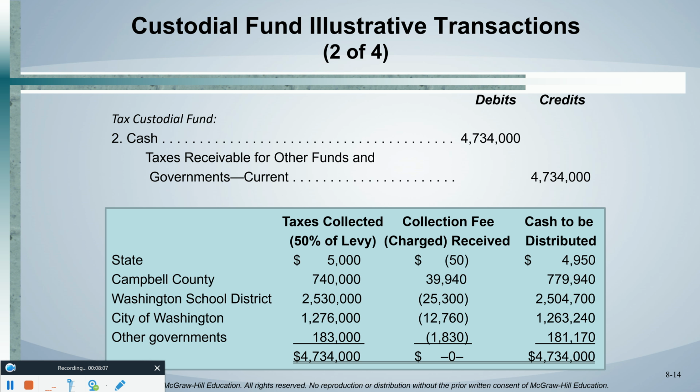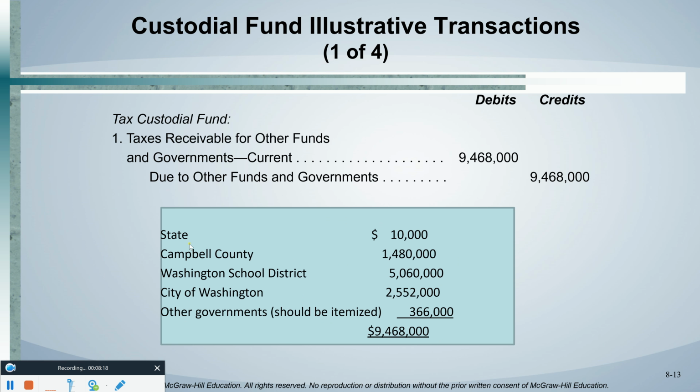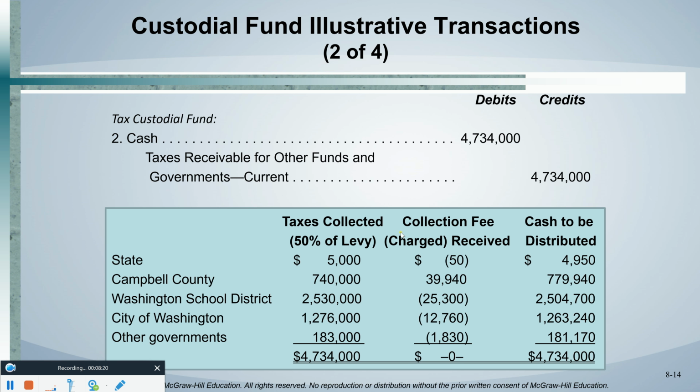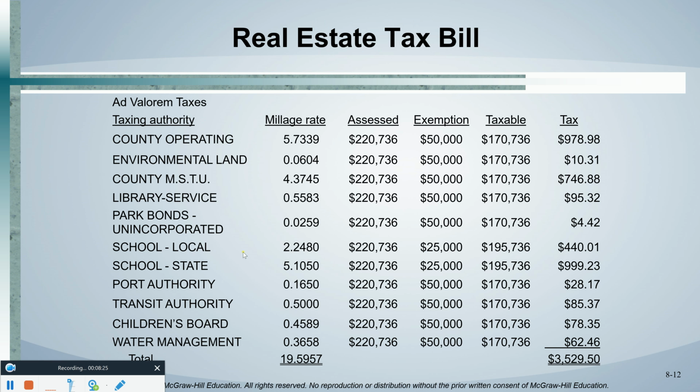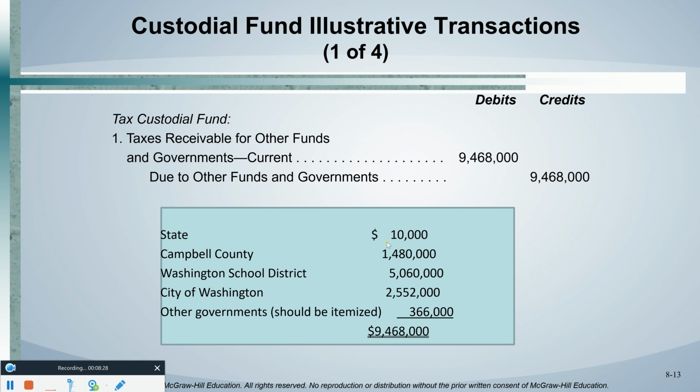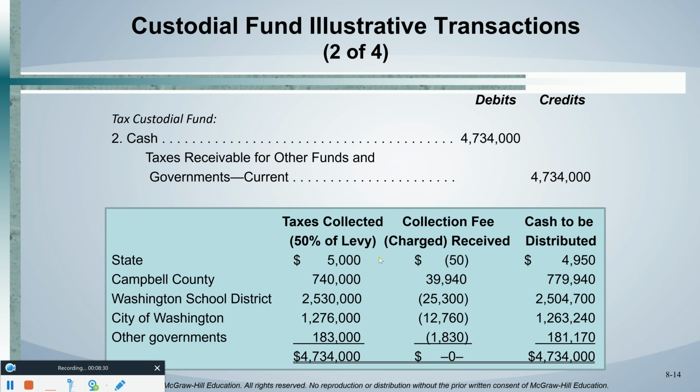Now let me show you something. What I'm going to do is I'm going to show you half of the taxes have been paid. So the state, if you remember on the prior slide, it was $10,000 was the tax levy. Let me go back. State, $10,000. Half of it was collected, or $5,000. Campbell County, $1,480,000. So half of that collected, $740,000. I think you get my point.